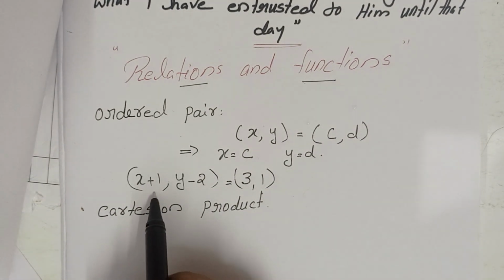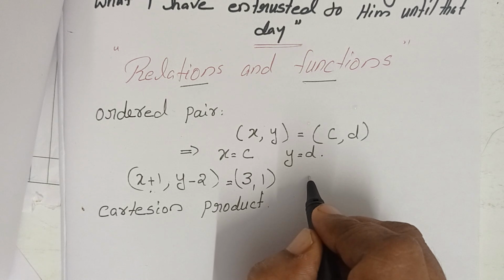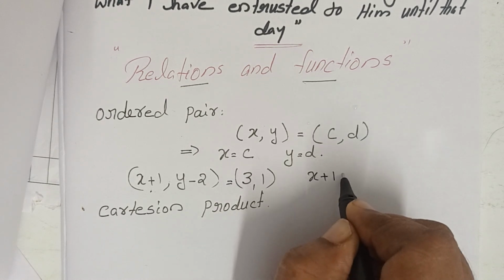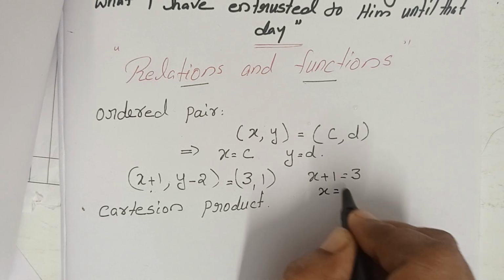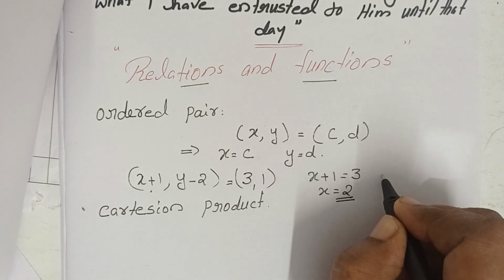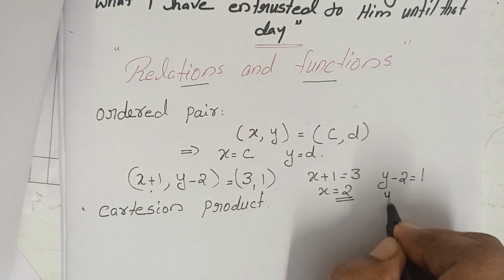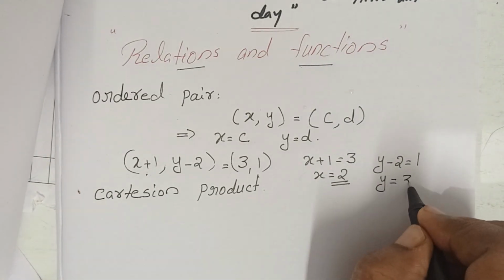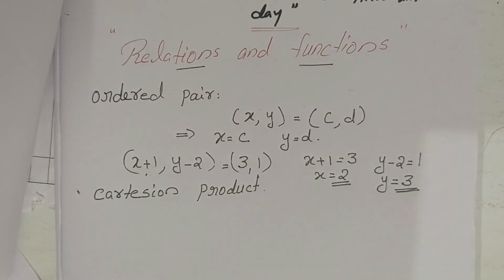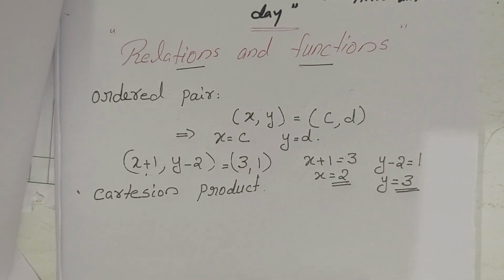If two ordered pairs are equal, the first component of the LHS is equal to the first component of the RHS. That means x plus 1 equal to 3 implies x is equal to 3 minus 1, that is 2. Similarly, y minus 2 equal to 1 implies y equal to 1 plus 2, that is equal to 3. Understand? Now, one more question of that same type.